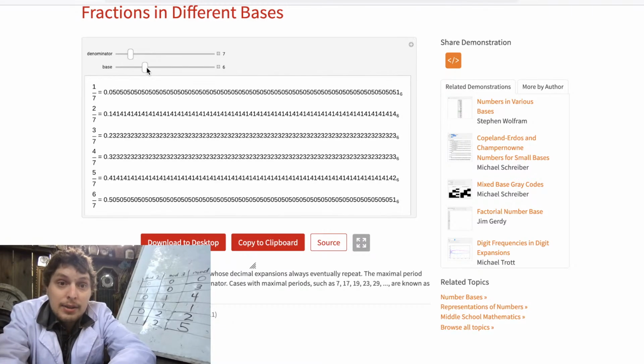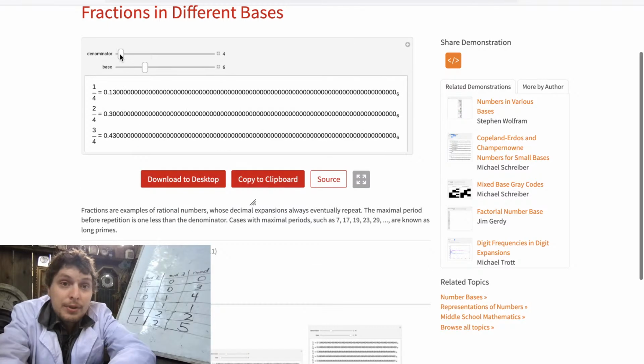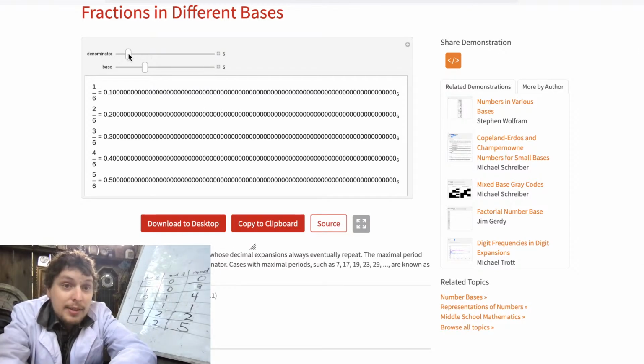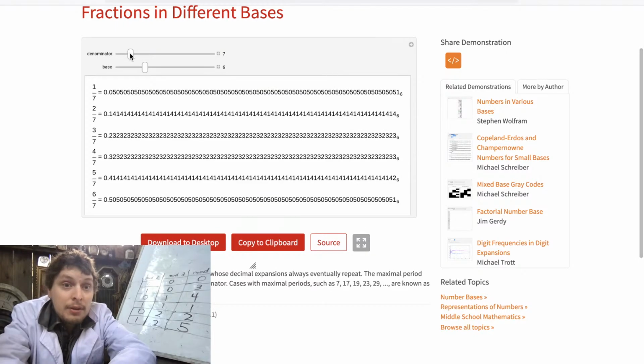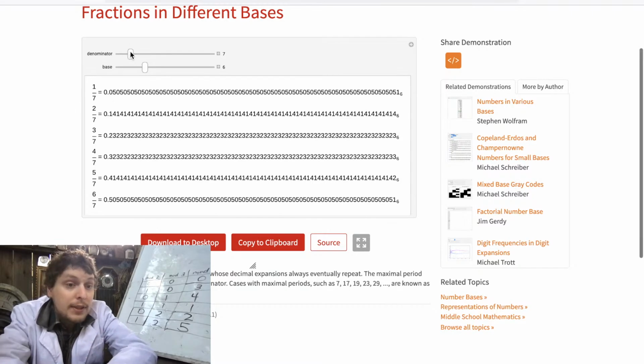Base 6, if we go down to the start, halves, good. Thirds, good. Fourths, pretty good. Fifths, not that bad. It's repeating, but it's just 1 digit. Sixths, that's the base itself. Of course, those are good. Sevenths, not that bad. 2 digits repeating. Base 12 was far worse for fifths and sevenths.